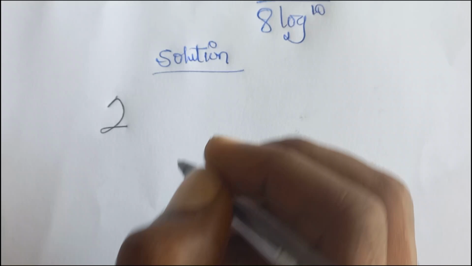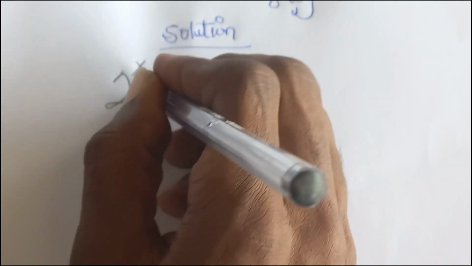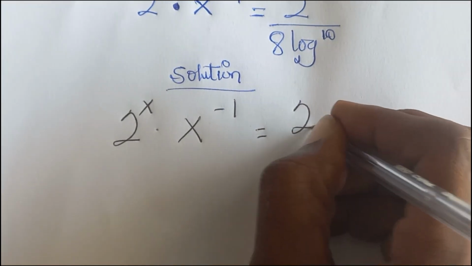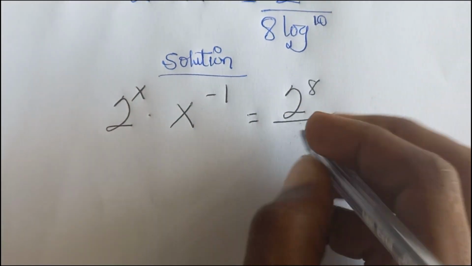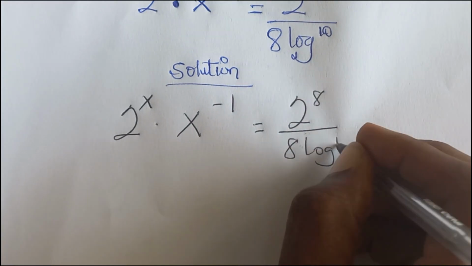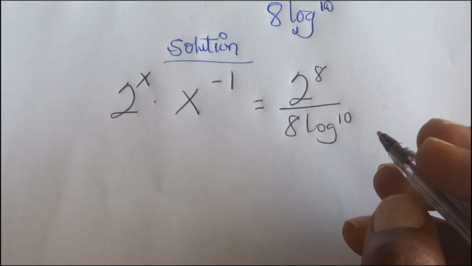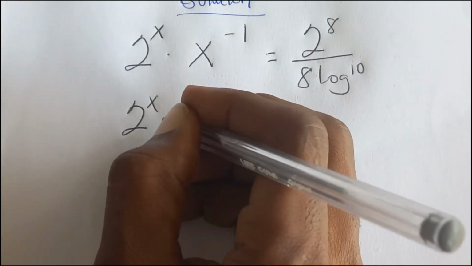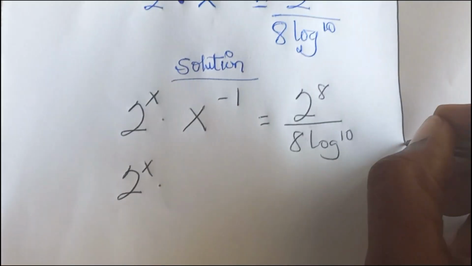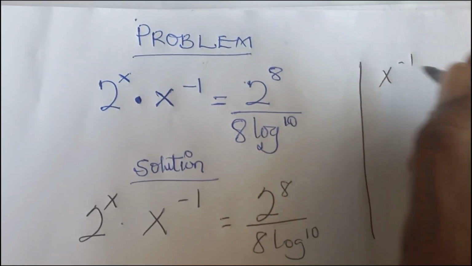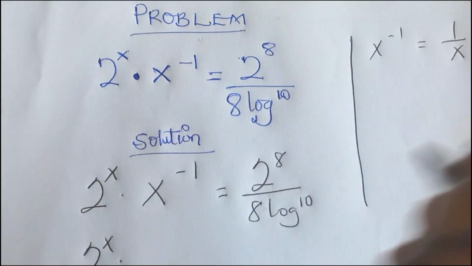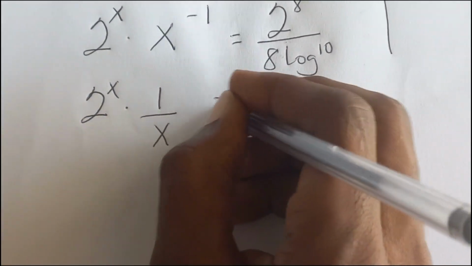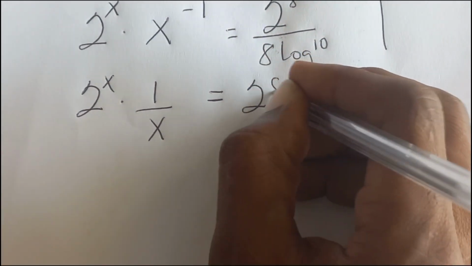Thank you. We have 2^x multiplied by x^(-1) is equal to 2^8 over 8 log 10. So we can express this as 2^x multiplied by x^(-1), which is the same as 1 on x, okay? So multiply by 1 on x, which is equal to 2^8.